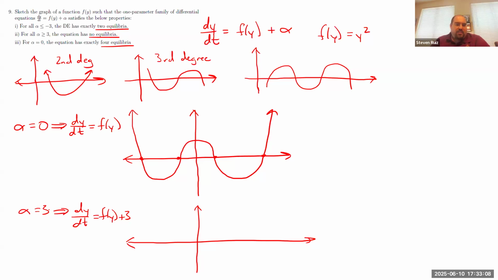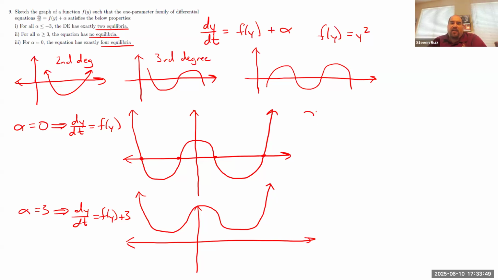Now let's think about this. What does this curve look like if I add 3 to all my f of y values? Well, now it should look something like this, roughly speaking. So now, since this curve extends infinitely upward but not infinitely downward, I should be able to add a positive alpha to it and remove all my equilibrium points. So I feel good about item 2 and item 3.